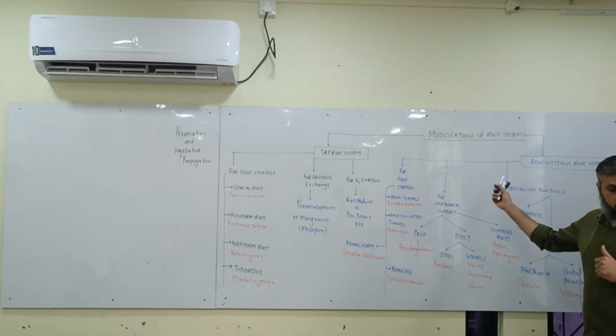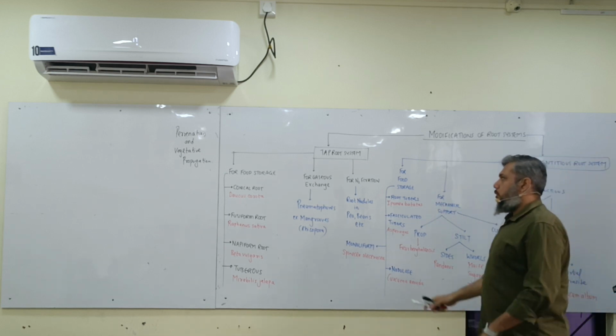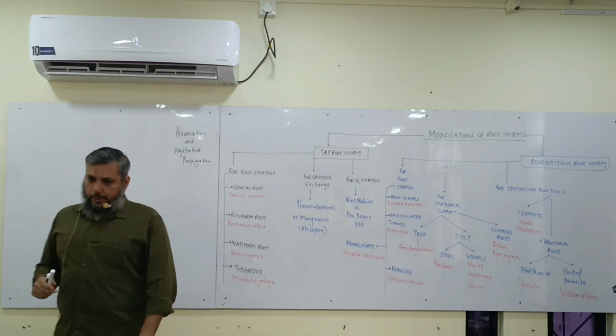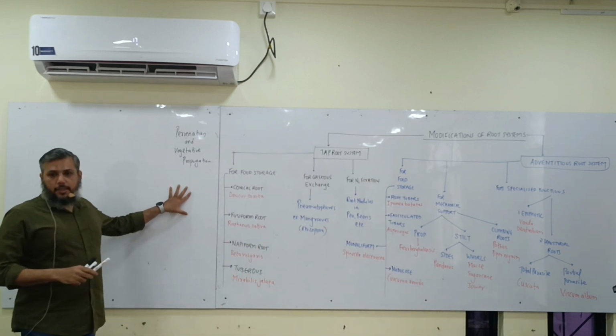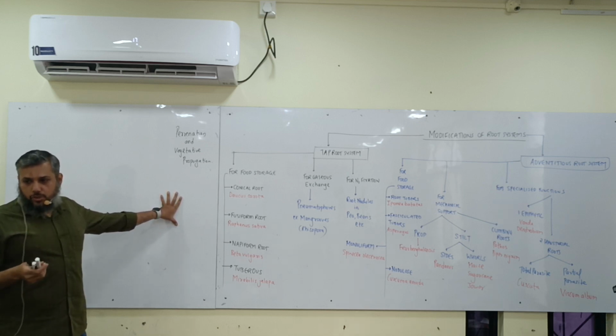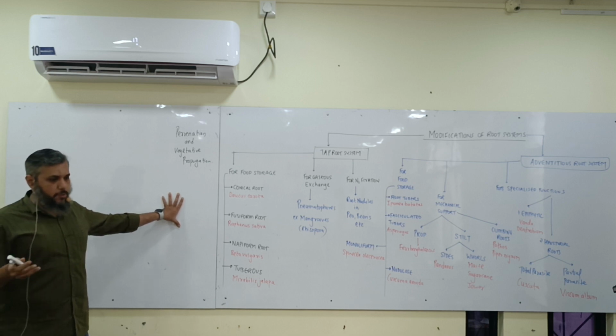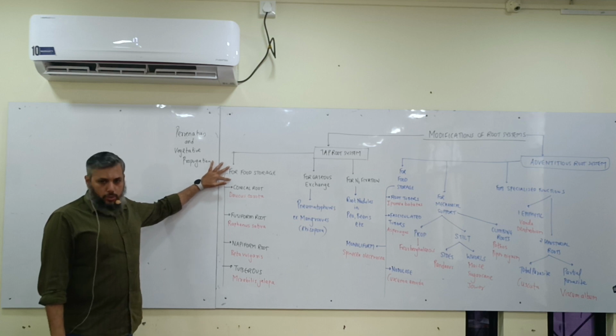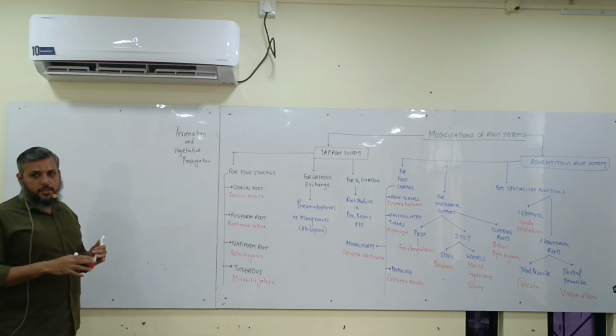What are two types of root system? Tap root system, right? The root system which develops only from the radical is called tap root system. Other than absorption of water and minerals, both a tap root as well as an adventitious root can get modified to perform special functions. First is what? Food storage. Okay?